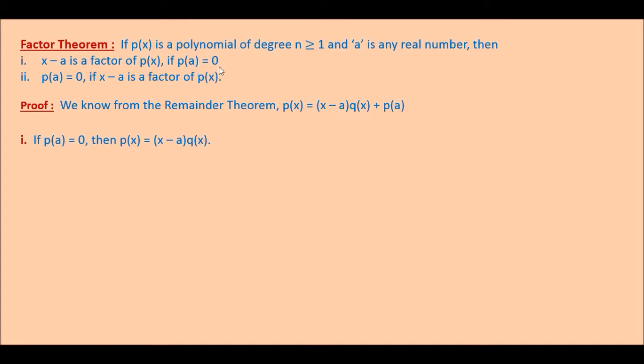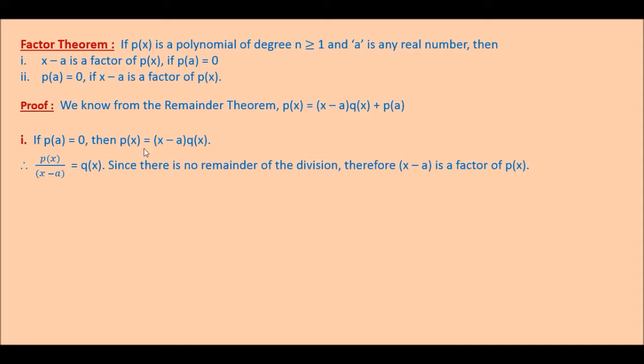If p of a is equal to 0, then this part vanishes. So p of x becomes equal to x minus a times q of x. Therefore, if we divide both the sides by x minus a, this linear polynomial, that is p of x over x minus a is equal to q of x. Since there is no remainder of the division, therefore x minus a is a factor of p of x.